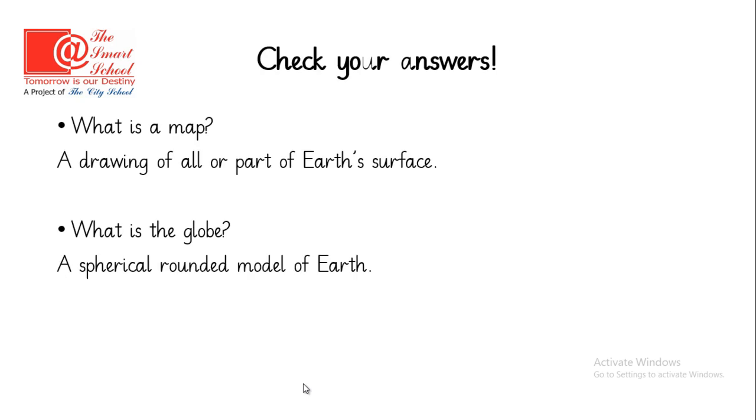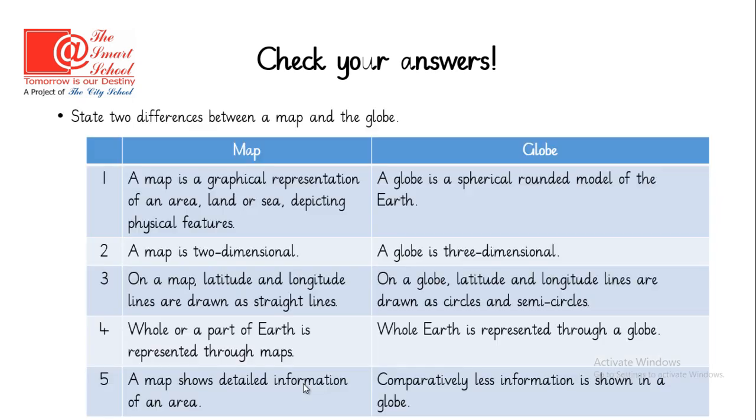What is a map? Yes, a map is a drawing of all or part of Earth's surface. What is the globe? A spherical, rounded model of the Earth. State two differences between a map and a globe. We have given all the 5 differences you have studied, and if you have given any 2 out of these differences, you are right.